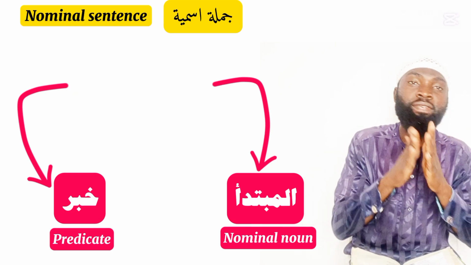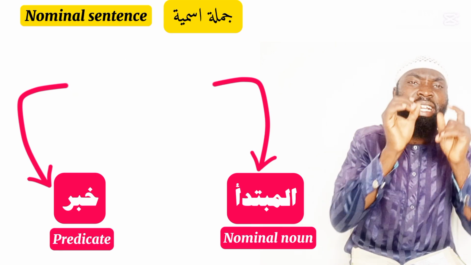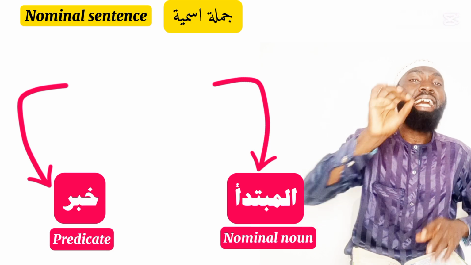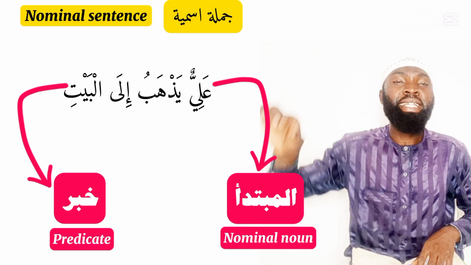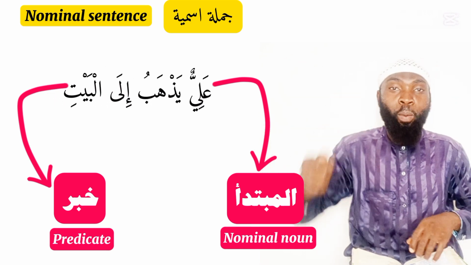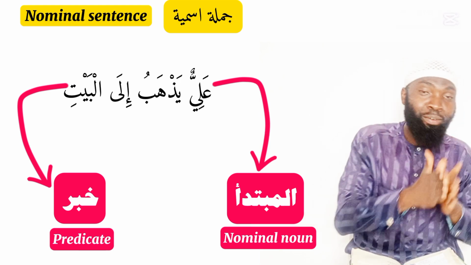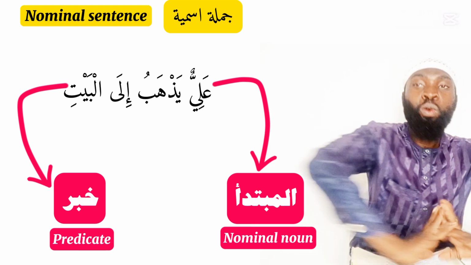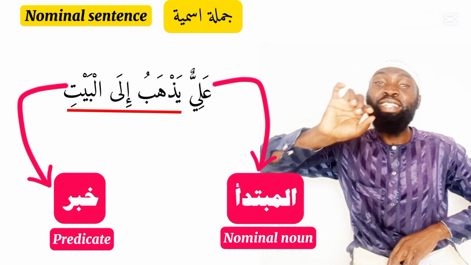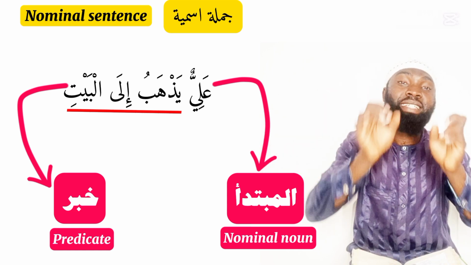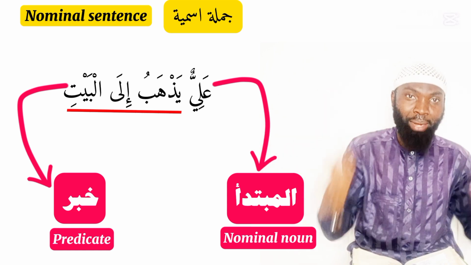Now, for the one that has a verbal sentence as the khabar, an example of that: I can say, Aliyun yadhabu ilal bayti. Ali is going home. So Ali here is coming as the mubtada, while yadhabu ilal bayti, he is going to the house, is the what? The verbal sentence, which is serving as the khabar.